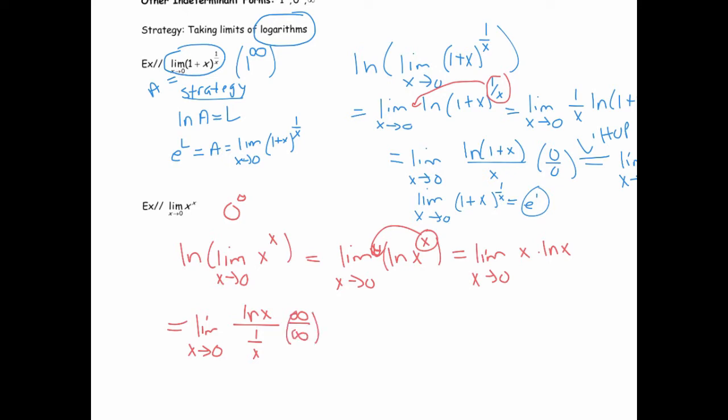Again, it doesn't matter that the numerator is technically negative infinity because the natural log approaches negative infinity as x goes to 0 from the right. It tends not to matter. So in any case, we can use L'Hopital's rule. The derivative of the top is 1 over x. The derivative of the bottom is negative 1 over x squared.